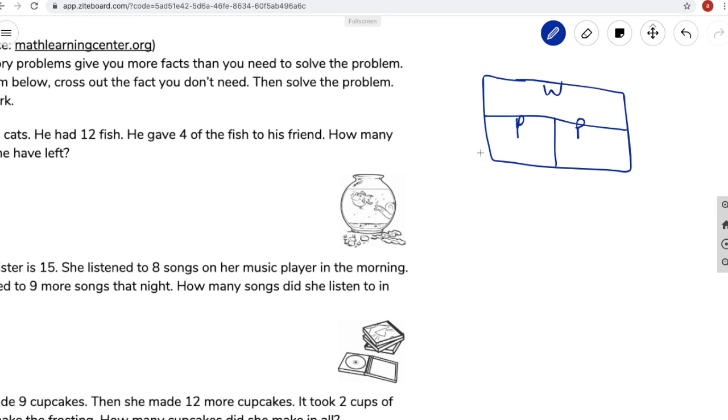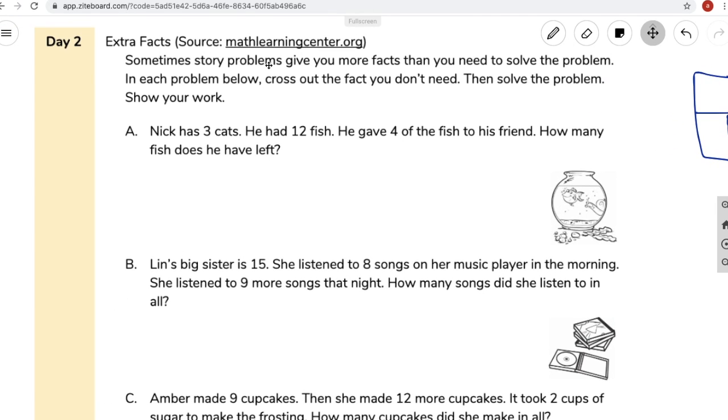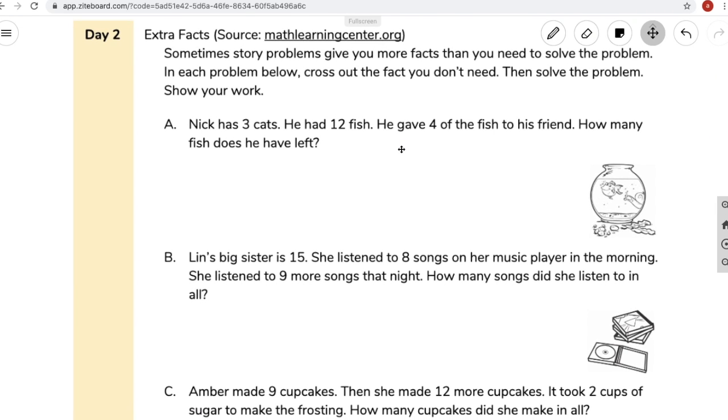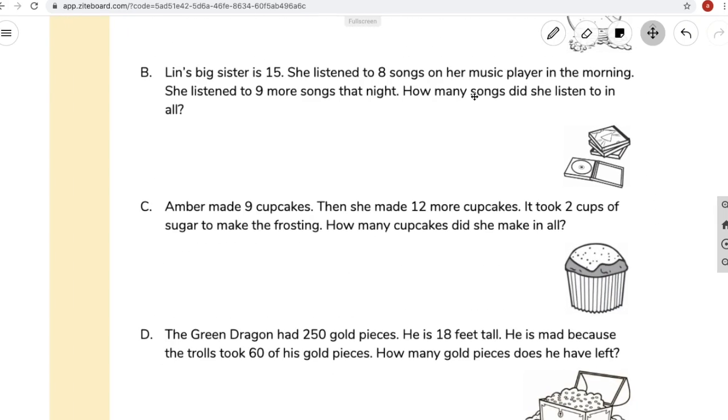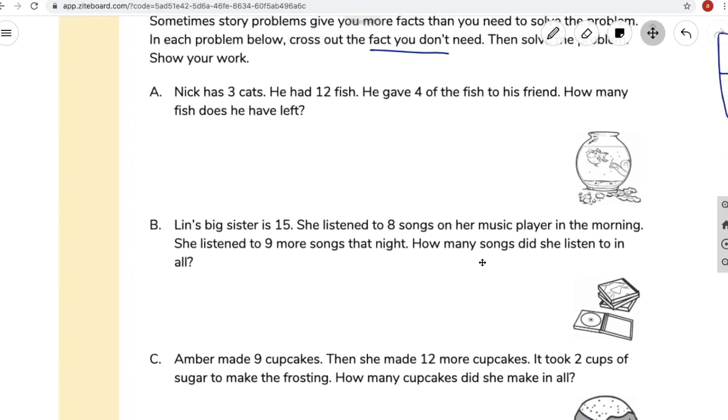So here we go. Sometimes story problems give you more facts than you need to solve the problem. In each problem, cross out the fact you don't need. So make sure you pay attention to that. The facts that you don't need, you're going to cross out. Then solve the problem to show your work. So we're going to do A and B together, and then you're going to do C and D on your own.